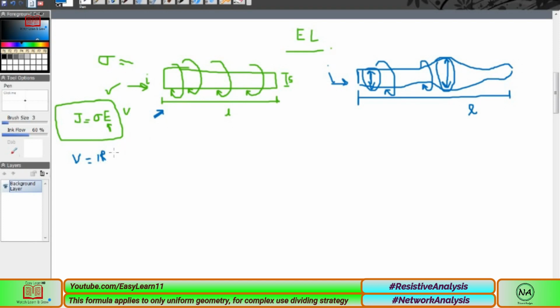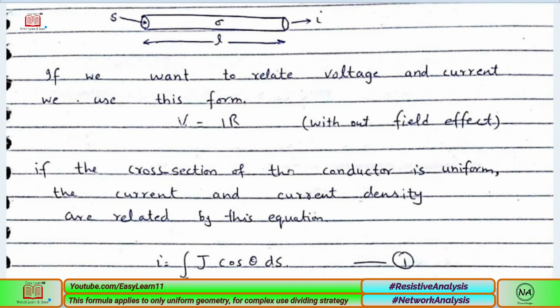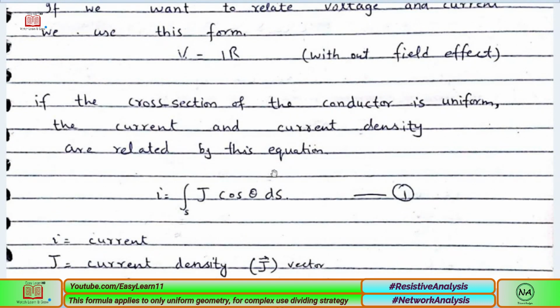While this second category is used where we simply want to relate the voltage with the current, and we can ignore the field here because it is understood, maybe having a uniform area and uniform geometries. So V is equal to IR is really important. We are going to use this term, but first of all let us define the basic rules.